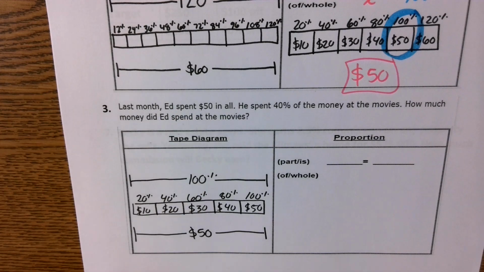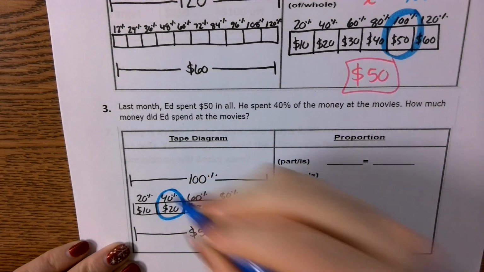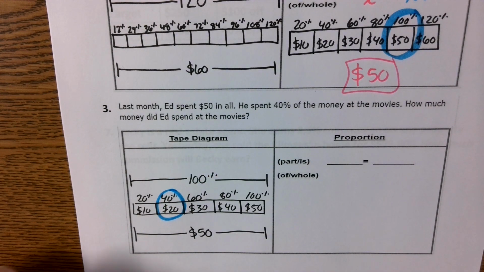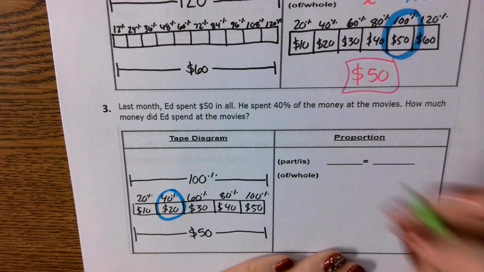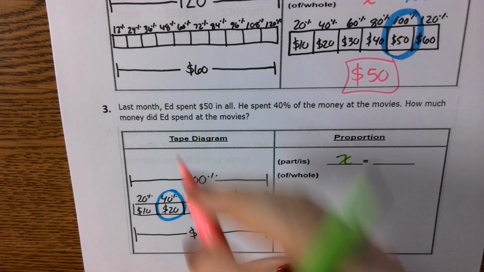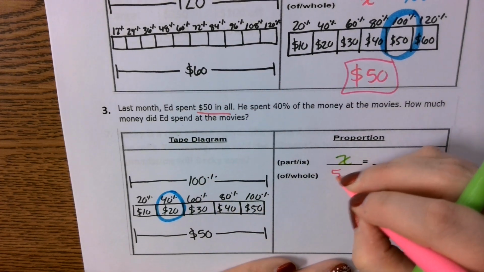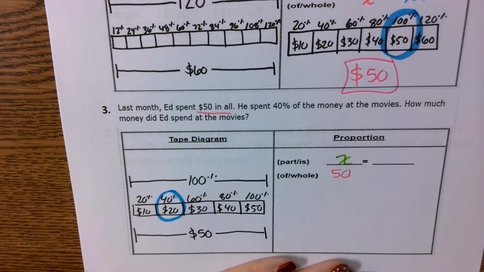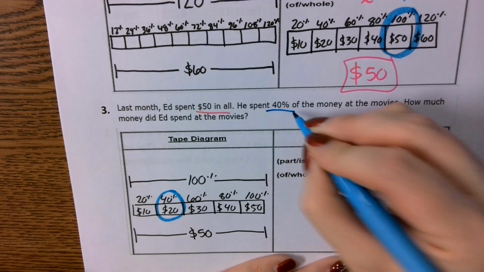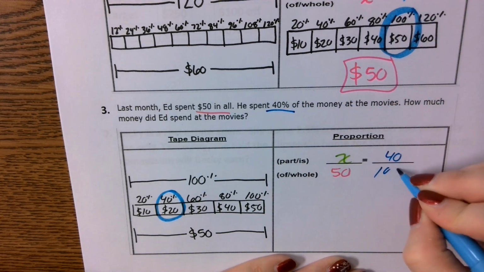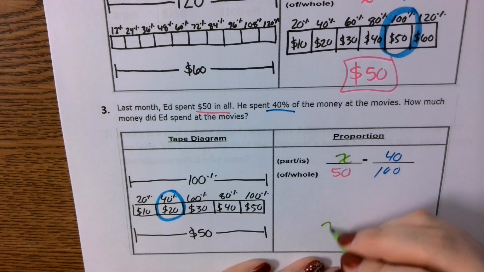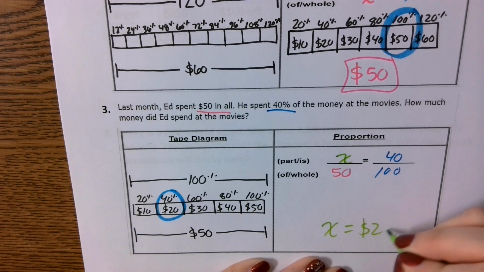Now we want to know what's 40%. So 40% is going to be $20. If we set this up as a proportion, it would be X over the $50 that he spent in all. We want to know what is 40% out of 100. So we would do our cross product and we would find that X is equal to $20.